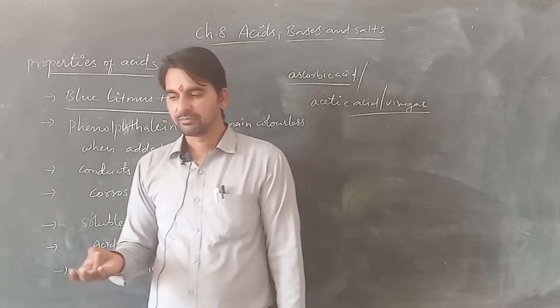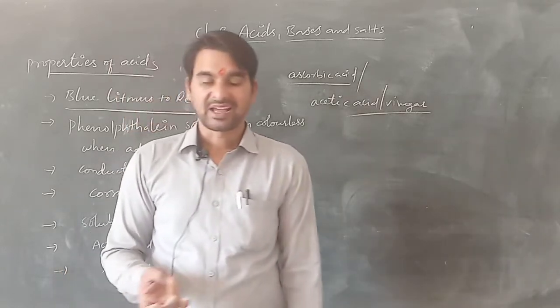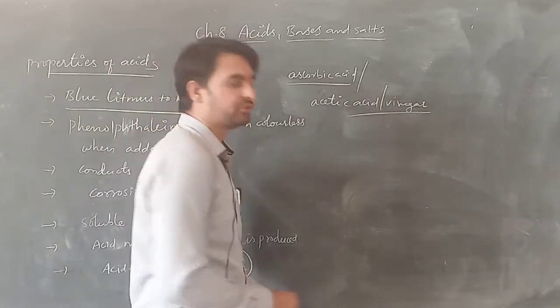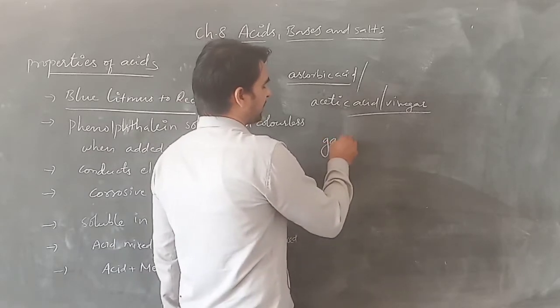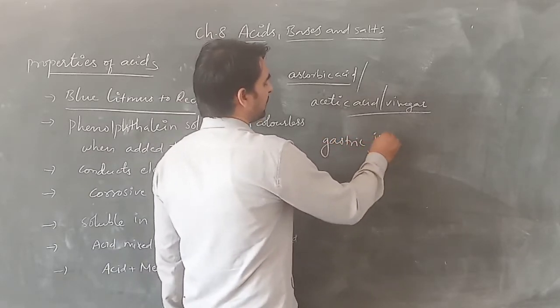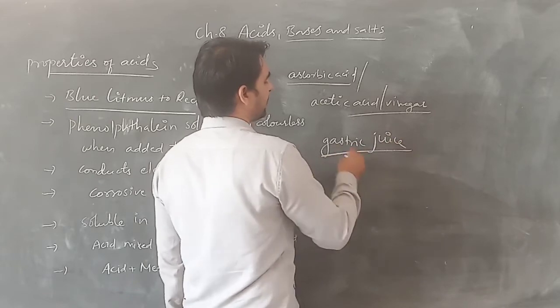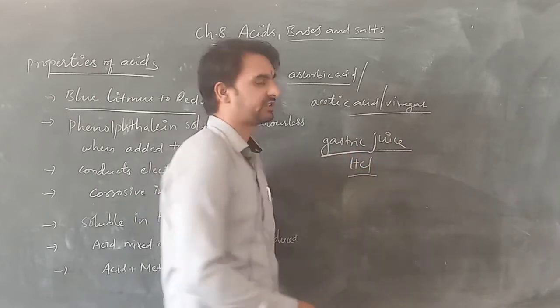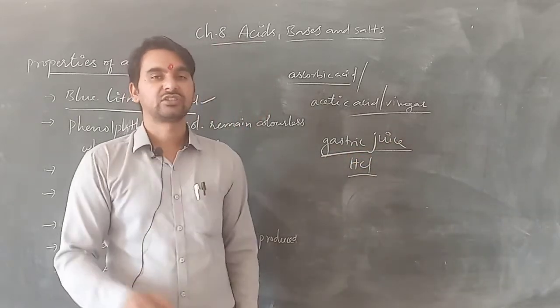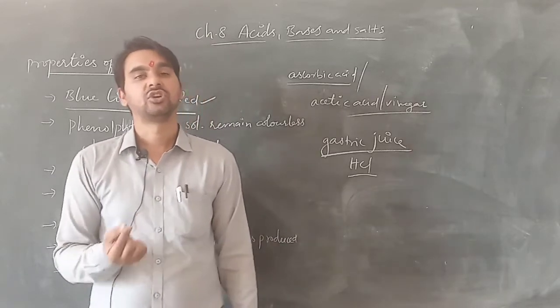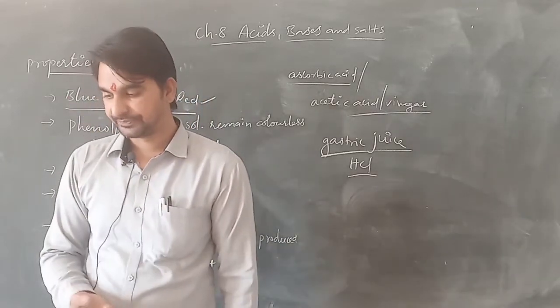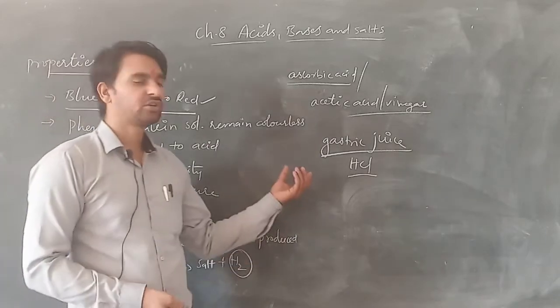Then rubber, plastics. Other than that, we know the gastric juice. What is gastric juice? Gastric juice is the digestive juice released in our stomach. This gastric juice contains hydrochloric acid. It means this acid is also playing an important role in the digestion of food in our body. Okay, this is about the organic acids.